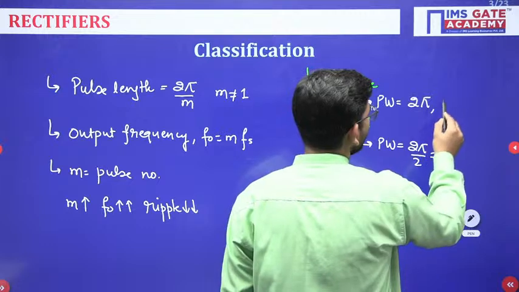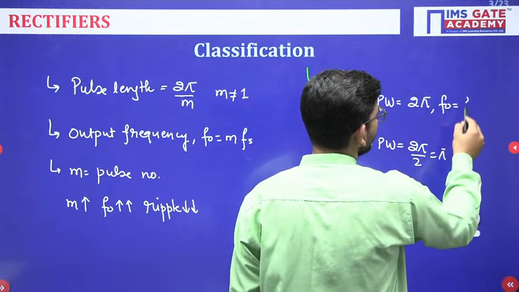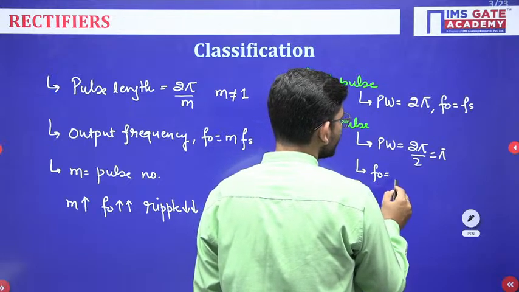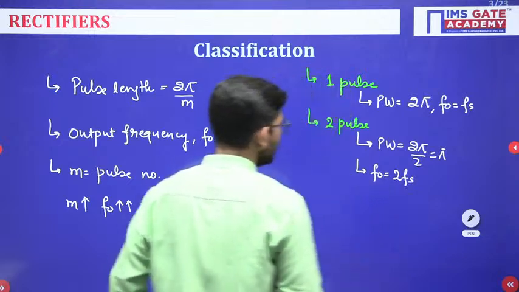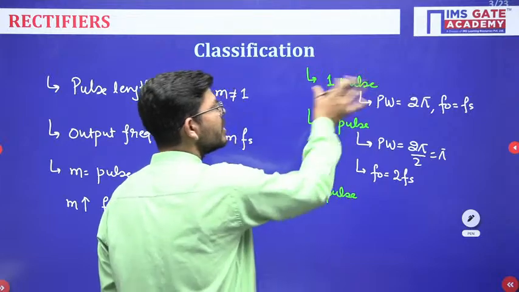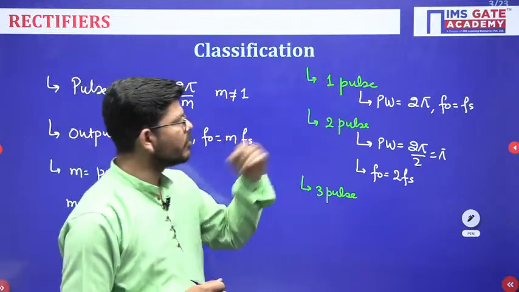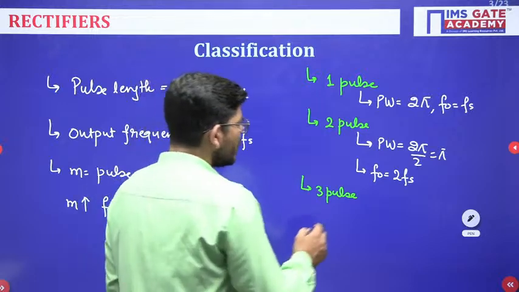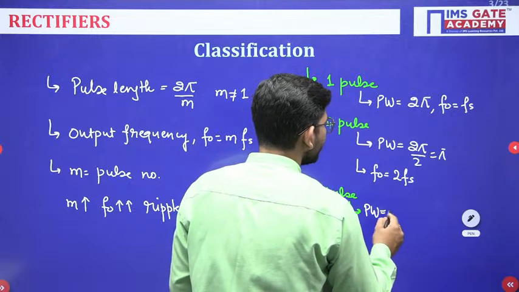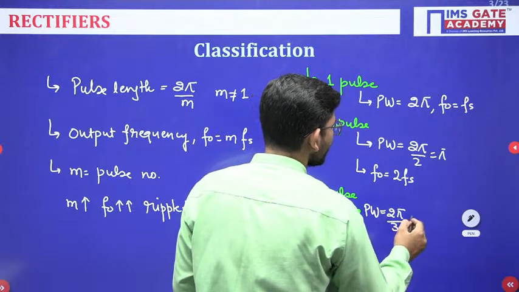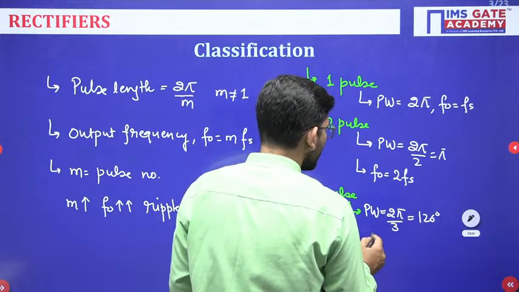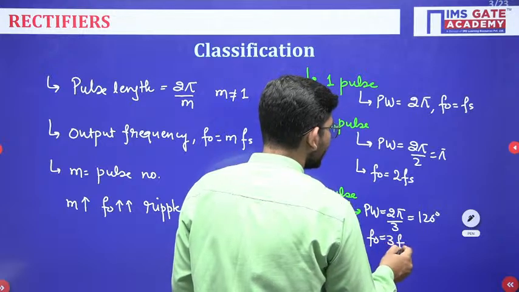What will be the output frequency? For the single pulse converter the output frequency will be equal to fs, and for the two pulse converter the output frequency f naught equals 2fs. Similarly we will have a 3 pulse converter, a 3 phase rectifier. This is a single phase half wave rectifier, this is a single phase full wave rectifier, this is a 3 phase half wave rectifier. In the 3 phase half wave rectifier, the pulse width will be 2 pi over 3, or 120 degrees, and the output frequency will be 3 times fs.